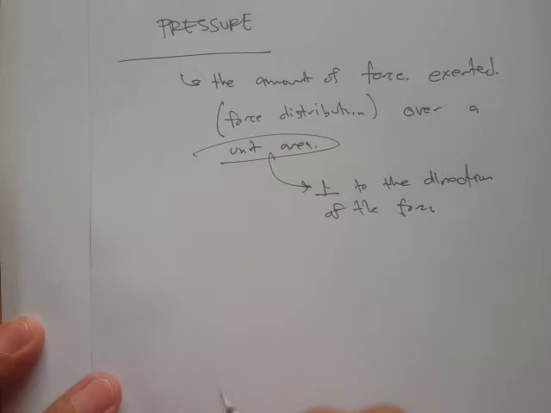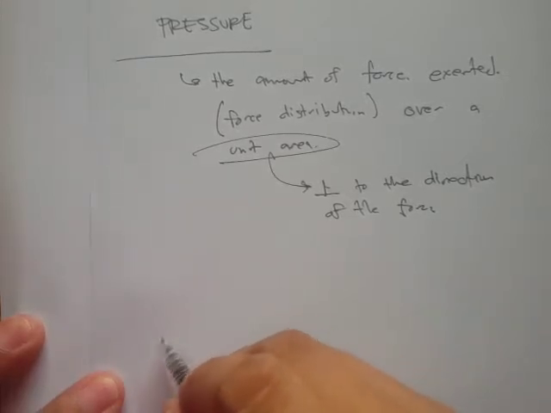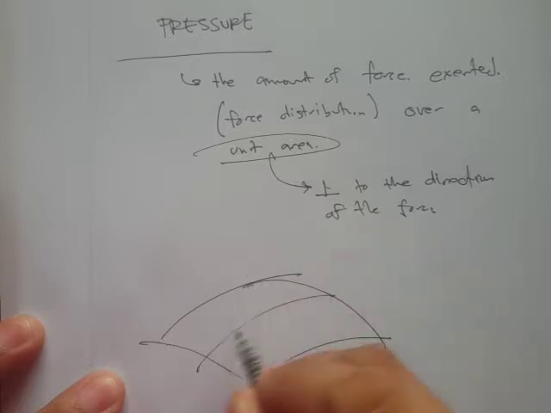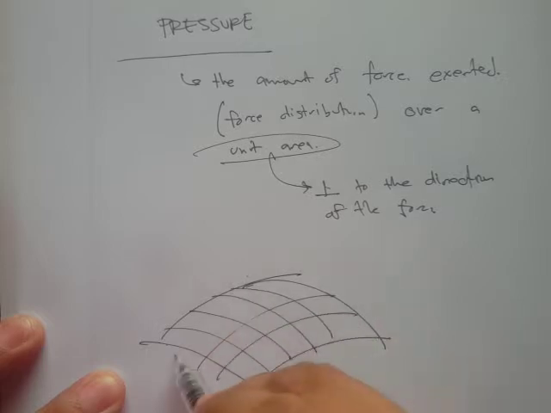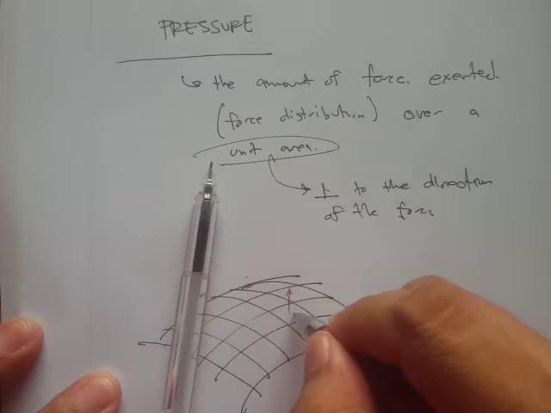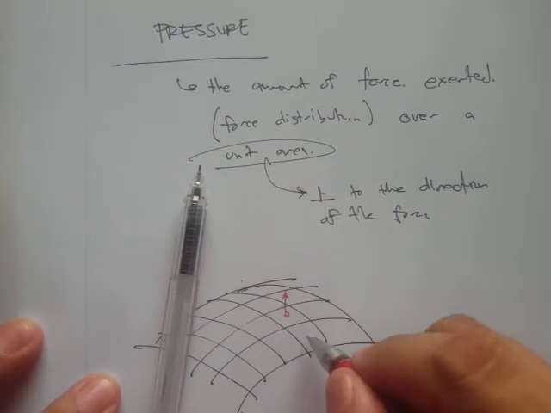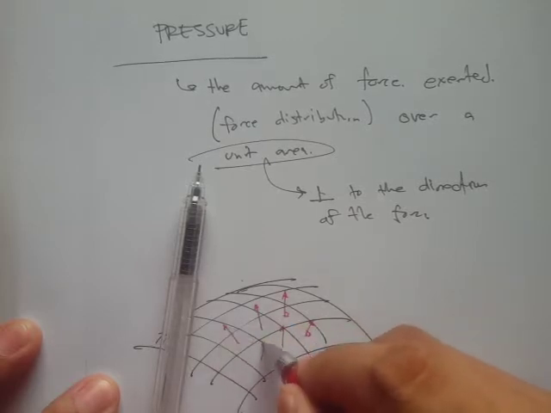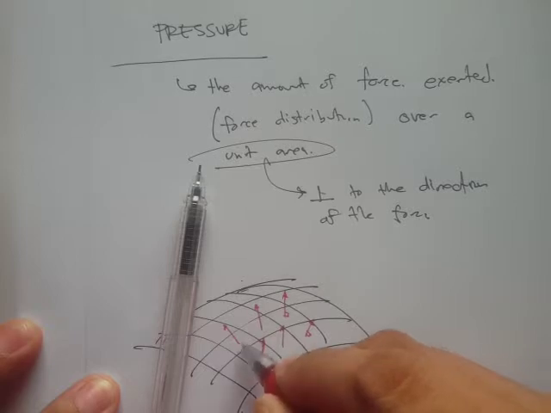Okay, so if we try to illustrate it here, let's say a curved surface, and if we take an infinitesimal area, we have forces that are perpendicular to the surface, to this unit area. Right? So it's always perpendicular.